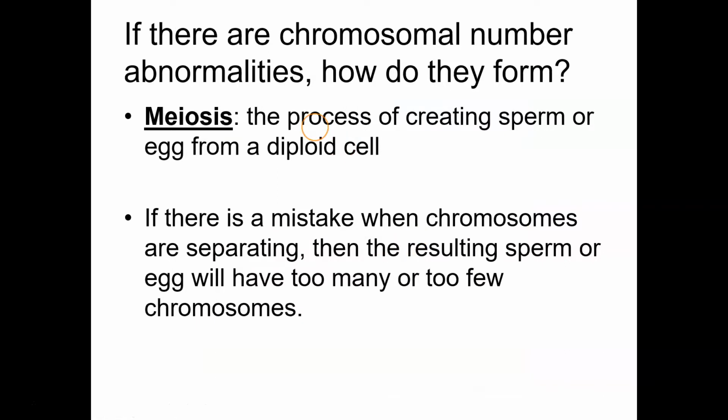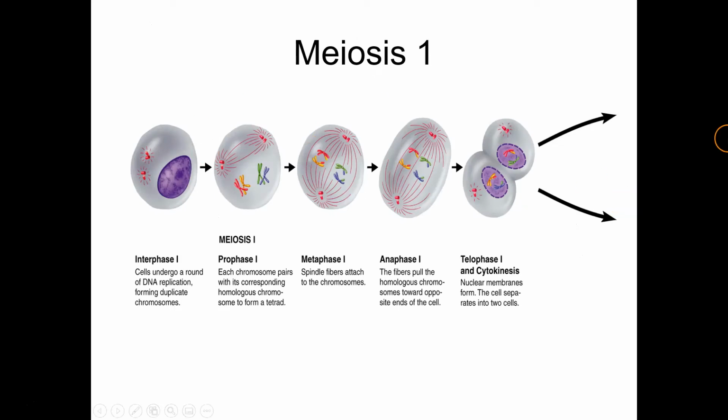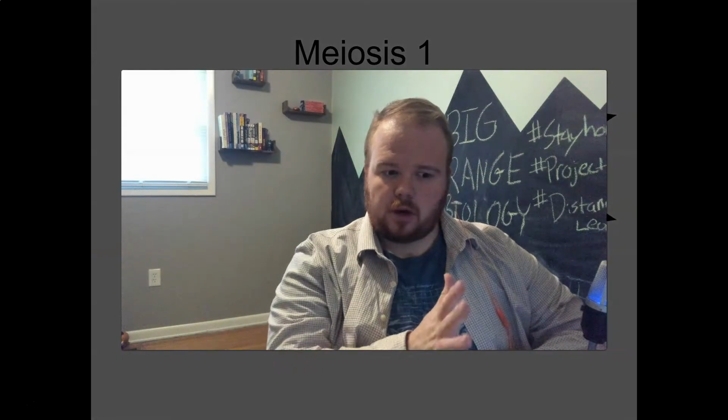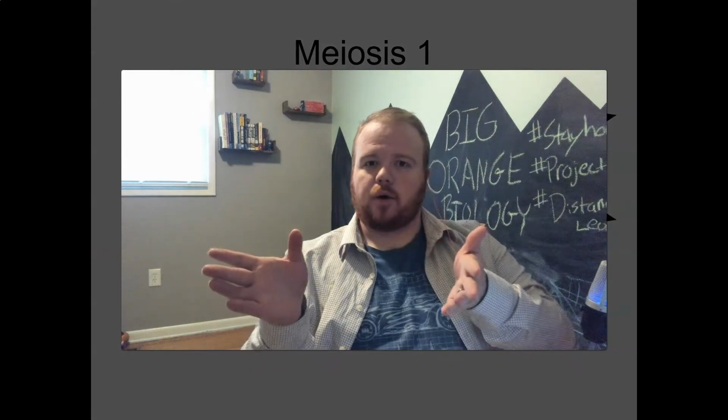Now, if there are chromosomal number abnormalities, how do they form? It's through meiosis, and we're going to do another video here reviewing meiosis because it's been a while. Meiosis is the process of creating sperm and egg from a diploid cell. If there's a mistake when chromosomes are separating, then the resulting sperm and egg cell either have too many or too few, and those mistakes are called non-disjunctions. I think I'm going to pause here. The next video will be about meiosis. I'm not going to go on to it just yet.